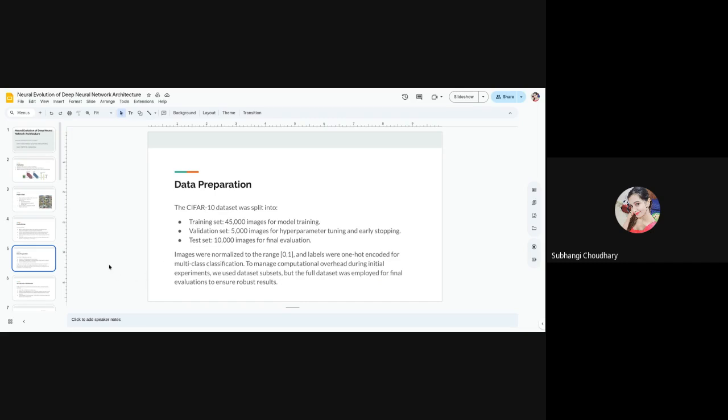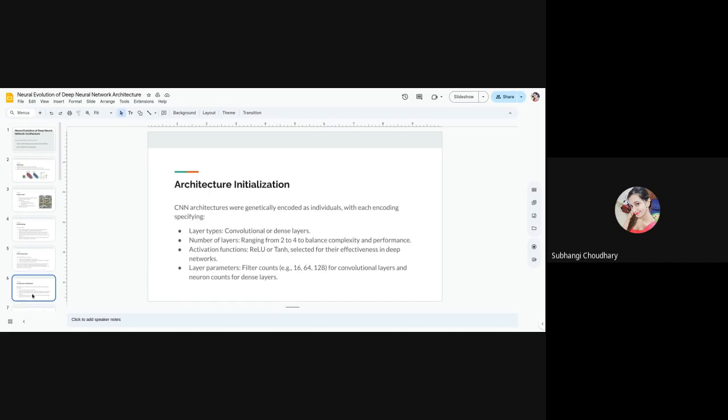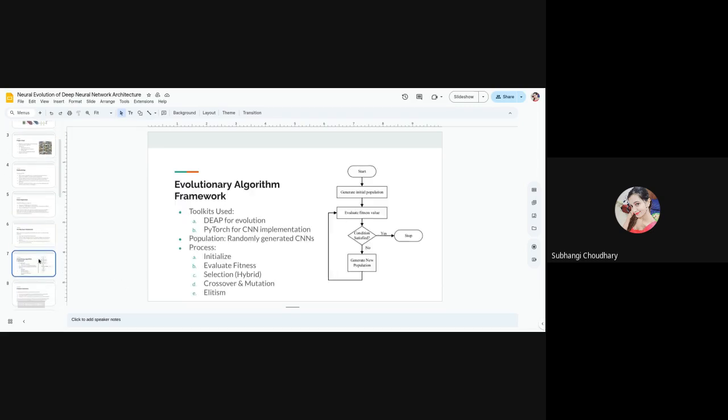Then I move on to architecture initialization, where the CNN architectures are encoded as individuals, with each encoding specifying the layer types, number of layers, activation functions, and layer parameters. Then I move on to the next slide, which is the evolutionary algorithm framework.